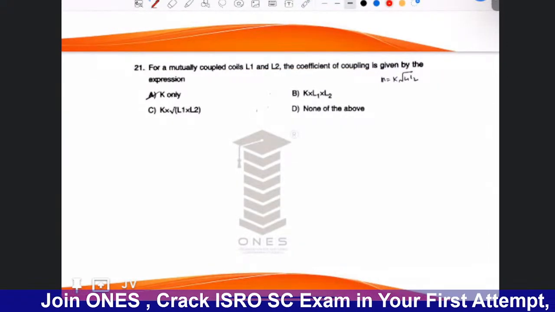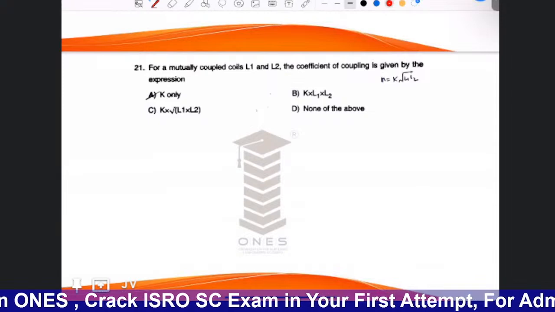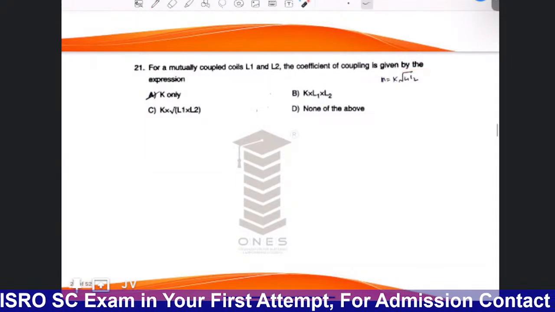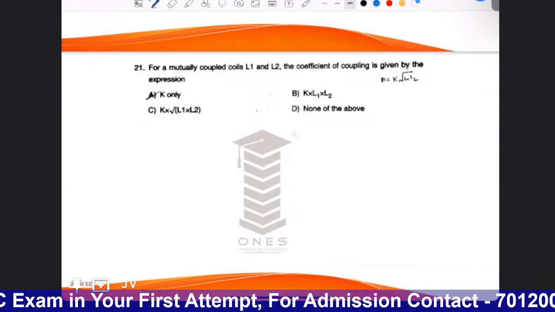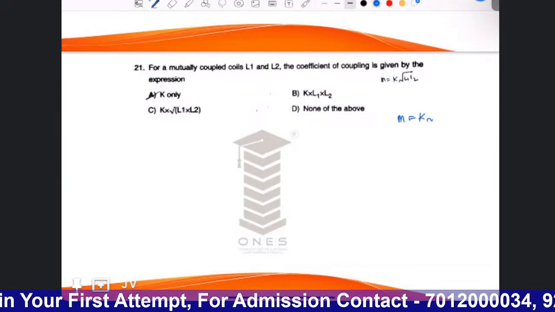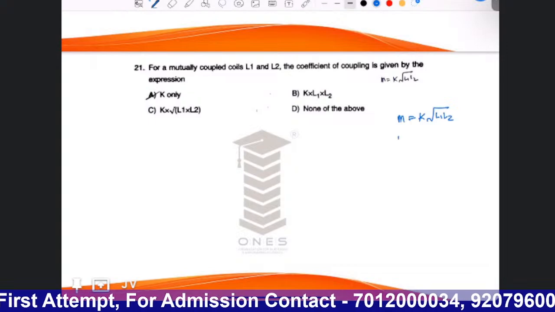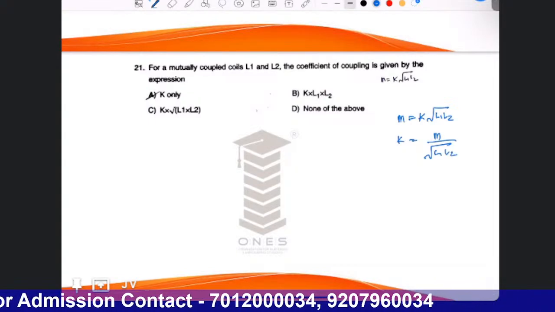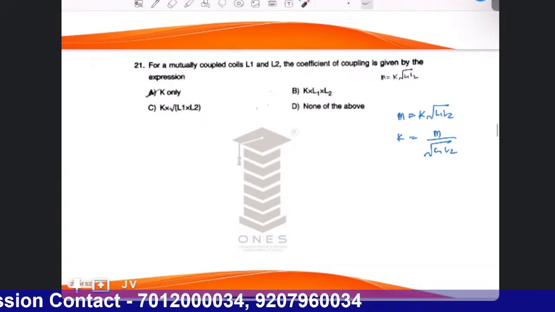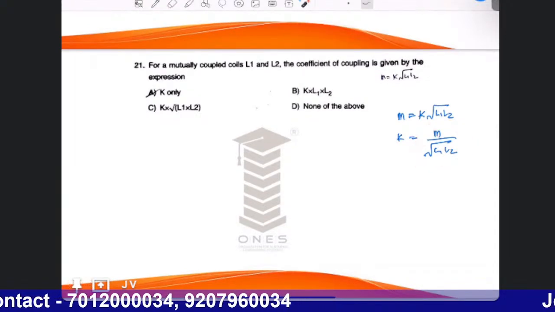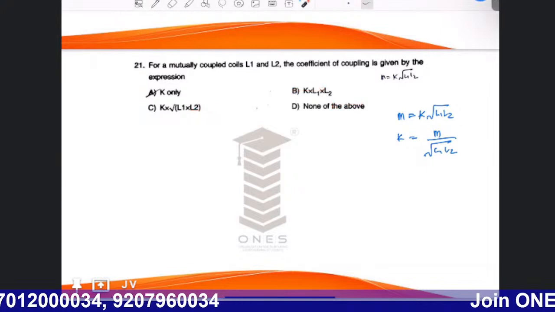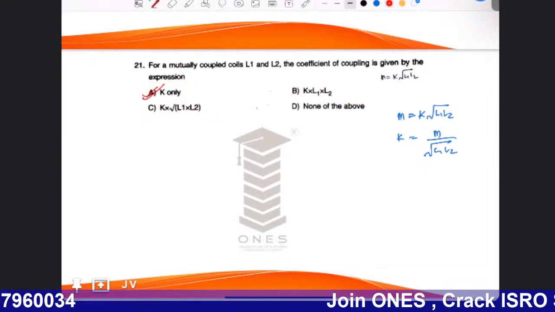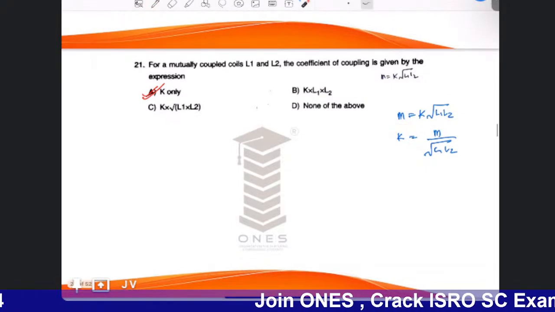Question number 21. For mutually coupled coils L1 and L2, the coefficient of coupling is given by, see, coefficient of coupling M is equal to K root L1 L2 or K is equal to M by root L1 L2. Okay, ഇതാണ് coefficient of coupling. പക്ഷെ ഇവിടെ M by root L1 L2 എന്നൊരു ഓപ്ഷൻ ഇല്ല, but there is an option that is K only. Like coefficient of coupling എന്താണ്? It is K only.